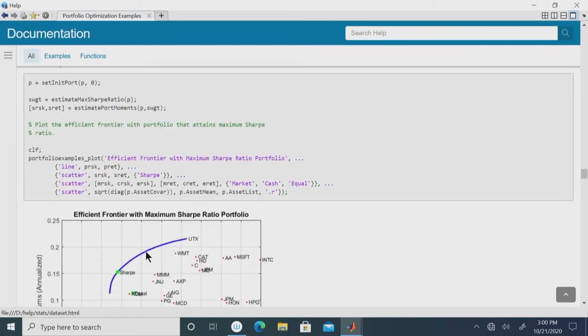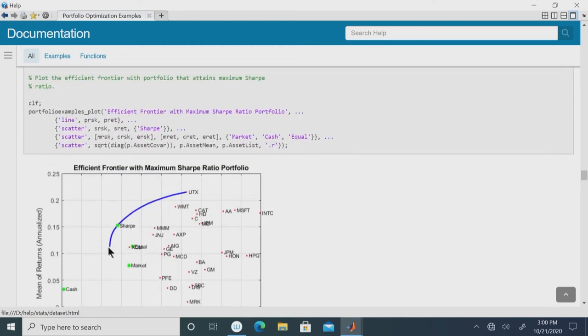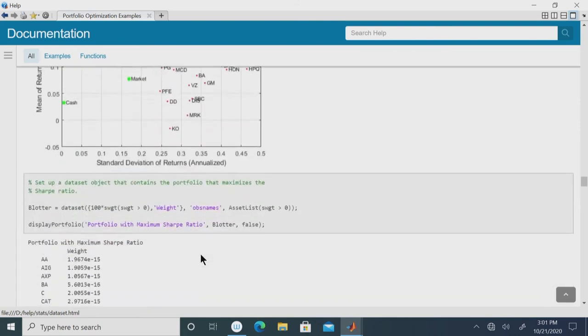Of course, here I have not put in any constraint. So, this is my efficient frontier, and the only thing over and above the basic efficient frontier setup that we had done at the beginning of the class is the identification of this particular point on the efficient frontier, which maximizes the Sharpe ratio, and this is the tangent portfolio.